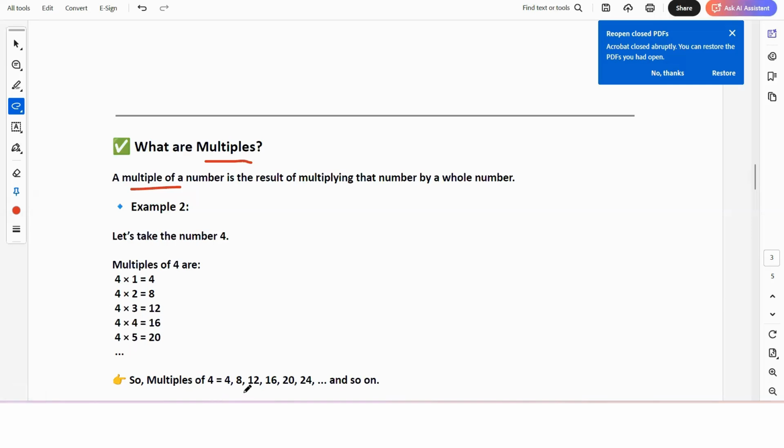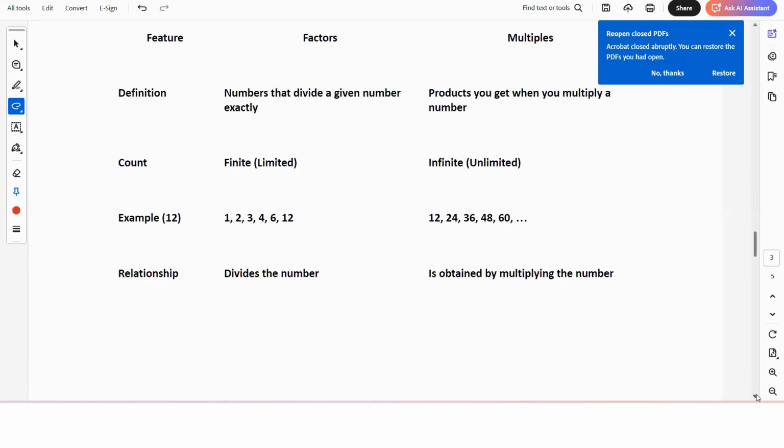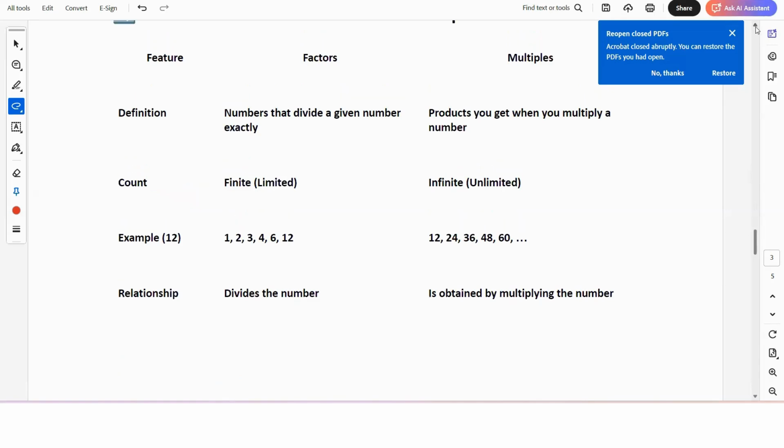That's why it is given that the multiples of 4 are 4, 8, 12, 16 and so on. There is no limit. So first we only learn up to 10, and beyond that there are many more.